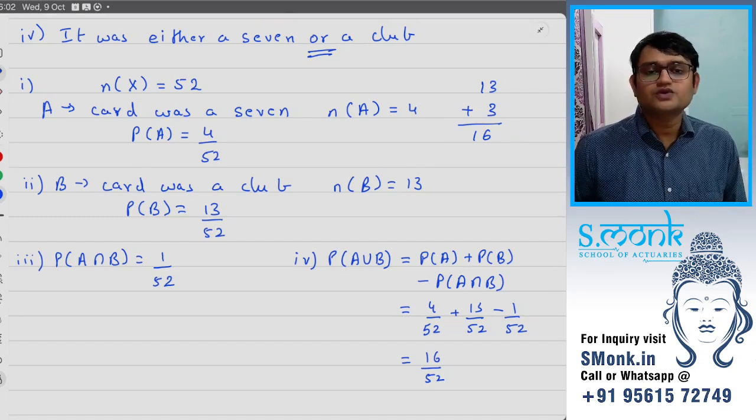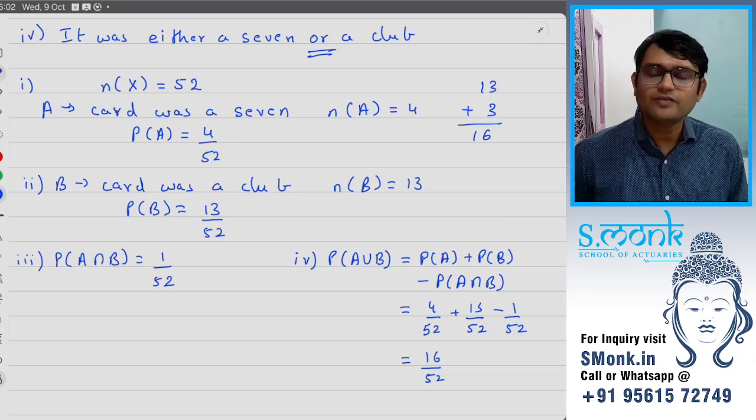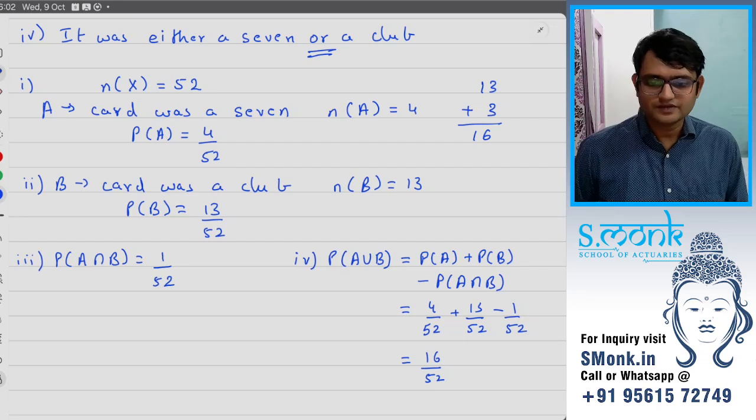So when we are going to study probability, we are going to say that there is an event with certain outcomes. Now, how likely is that event to occur? That is nothing but the probability of that event.